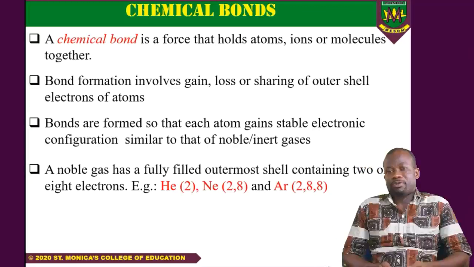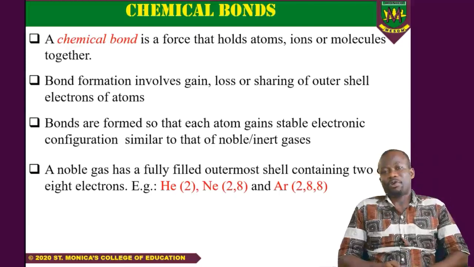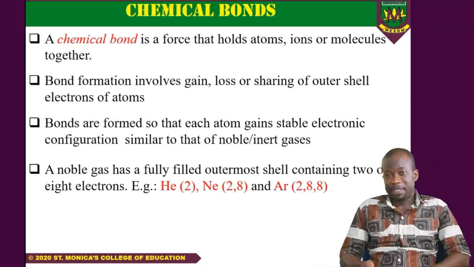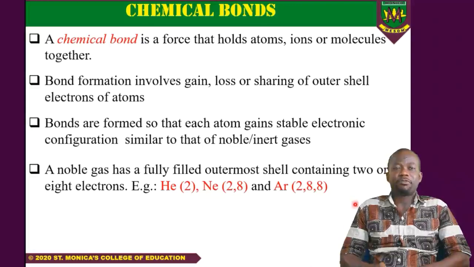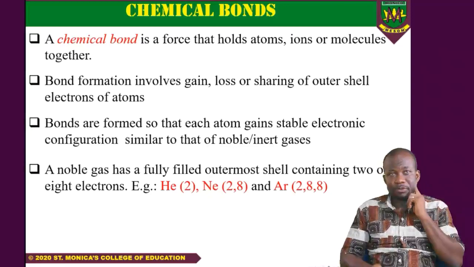Then when you pick argon, the atomic number is 18. It means that there are 18 electrons there. And so when you are drawing the electronic configuration, the K shell takes a maximum of 2. The next one, that is the L, can accommodate 8. And then the subsequent one, M, also takes a maximum of 8. And so these are fully filled outermost shells of their atoms, and because of that they are stable.